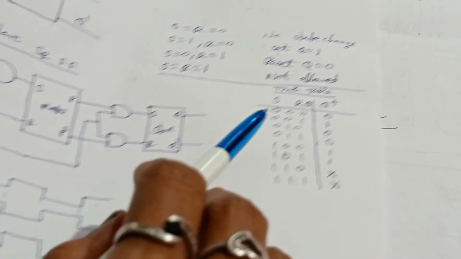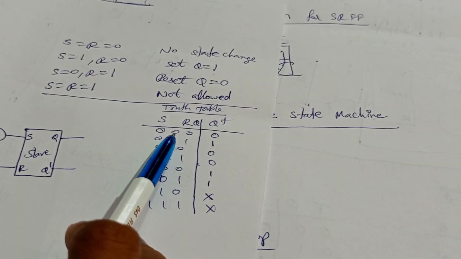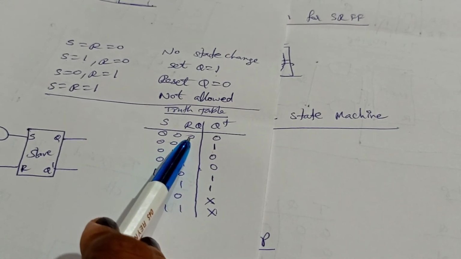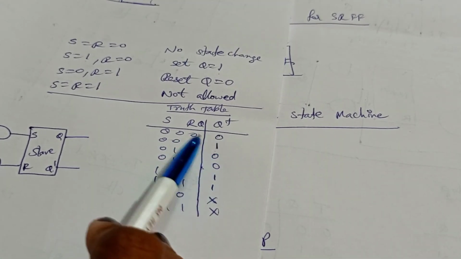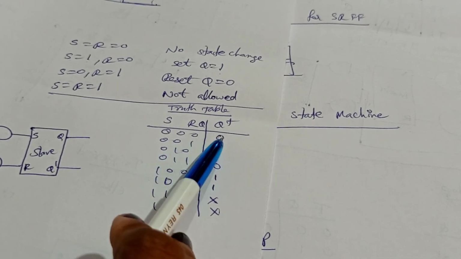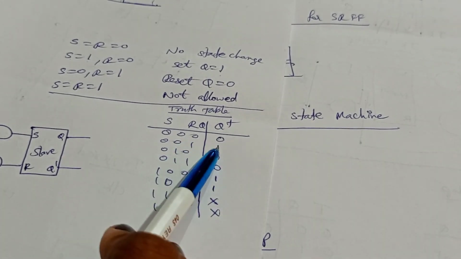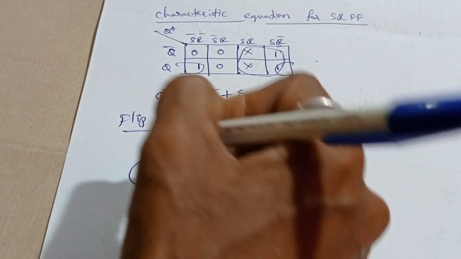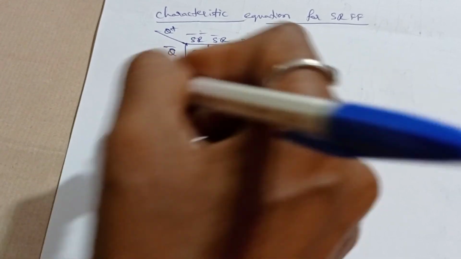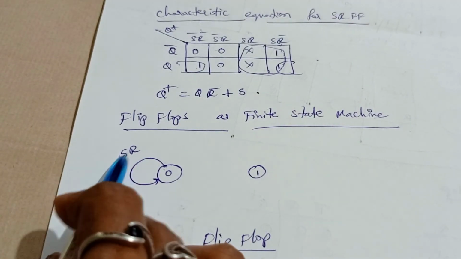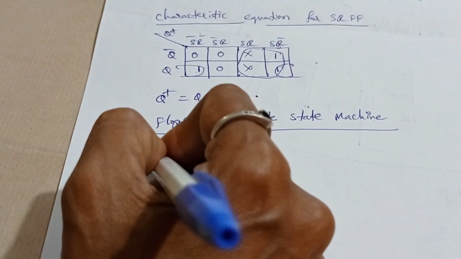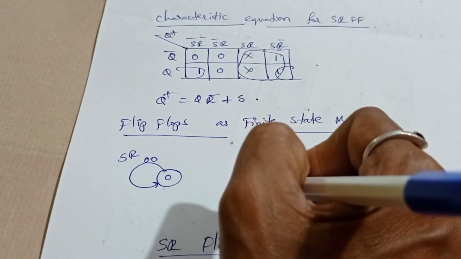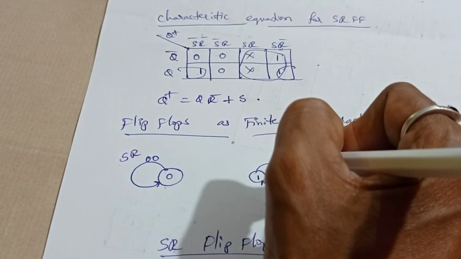By this, when S is equal to R is equal to 0, Q is in the same state, that is Q0. Next state is also the same as Q. So, when S is equal to R is equal to 0, that is, considering SR 0 0, it is in the same state 0, as well as in the same state 1.